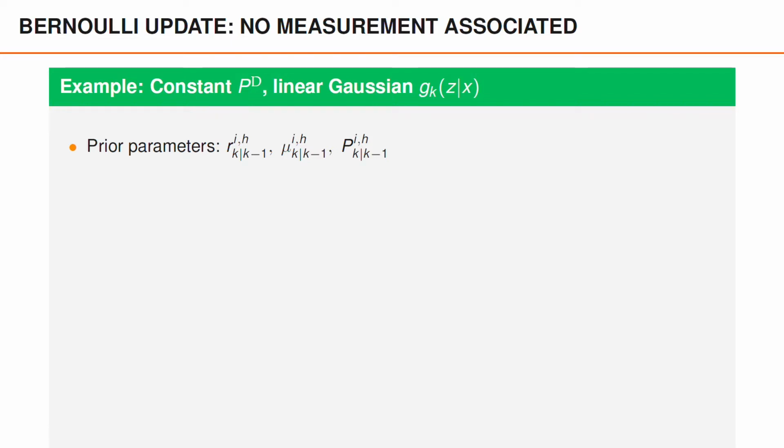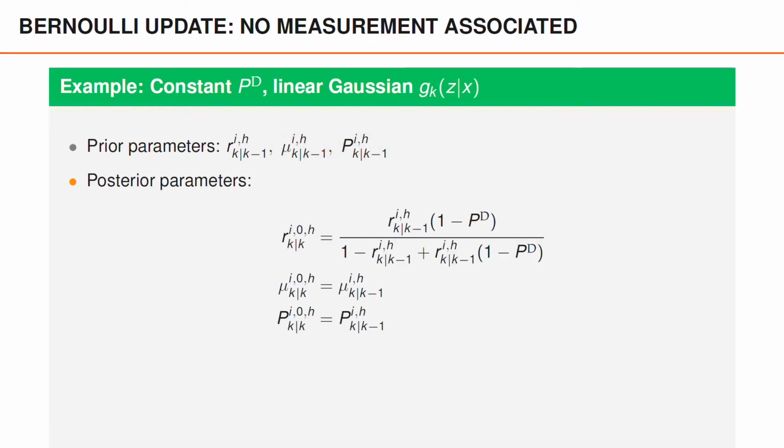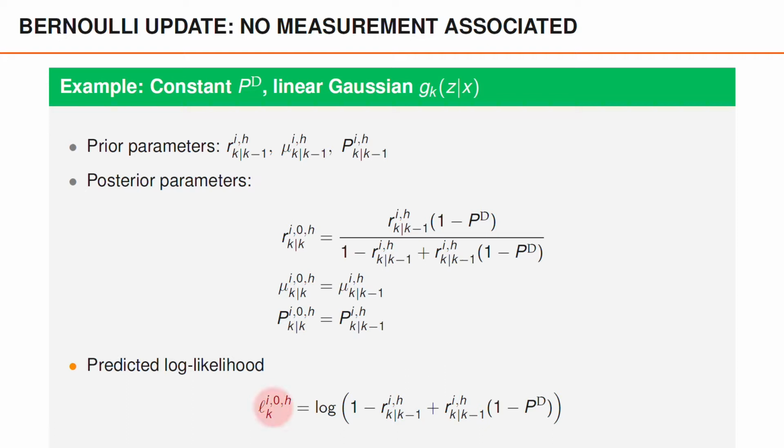Let's take an example again with constant PD and a linear and Gaussian measurement model G. Assuming Gaussian Bernoulli state densities, the parameters are R, mu, and P. The posterior mean and covariance are trivial in this case. Because PD is constant, the posterior mean and covariance are equal to the prior mean and covariance. The probability of existence is given by the expression shown here. Because PD is constant, the integral to compute the probability of misdetection is trivial and is equal to 1 minus PD. And lastly, the log likelihood for this example is given by the expression shown here.